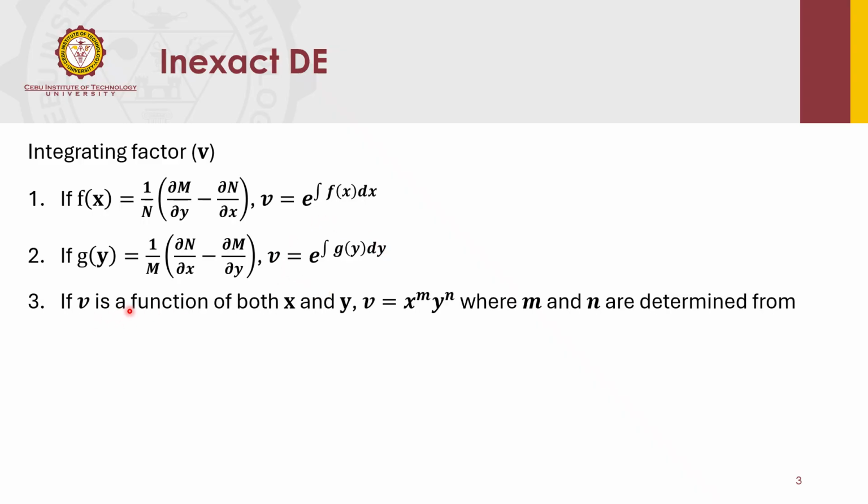And if it is a function of both x and y, so it's not pure x, it's not pure y, then we use this definition where m and n are determined from this equation. So we solve for this value and then compare it with this value. The m and n are not just functions, they are specifically numbers. They are the exponents to x and y respectively.